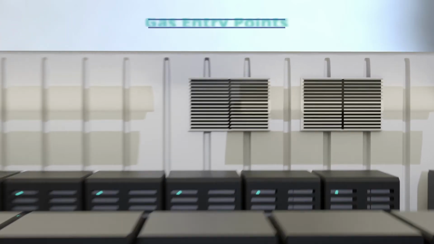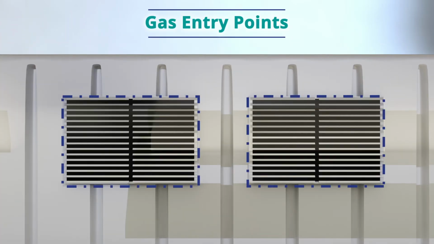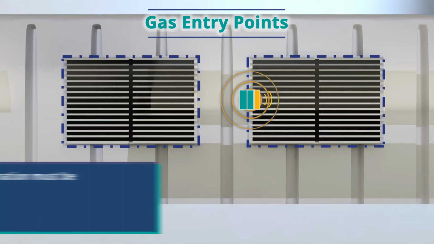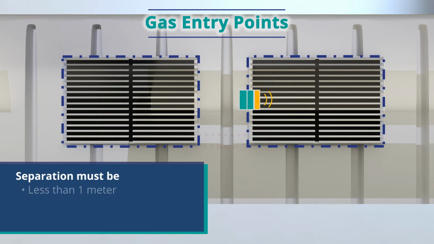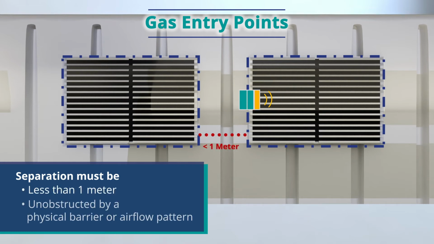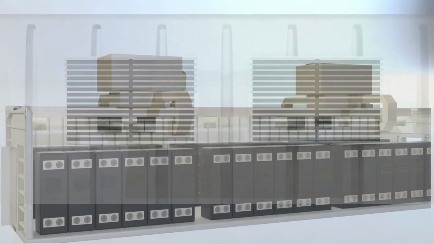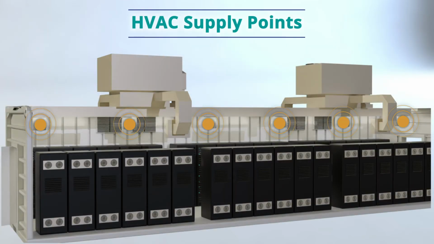Moving on to gas entry points, if multiple points are located on the same surface, a single reference sensor can be used. The separation between these points must be less than 1 meter and unobstructed by a physical barrier or airflow pattern. Now, let's look at HVAC supply points.